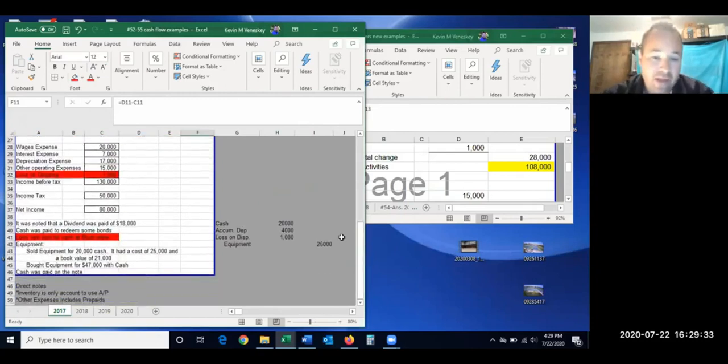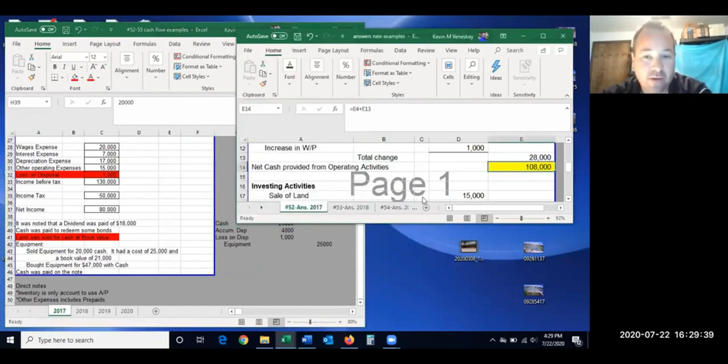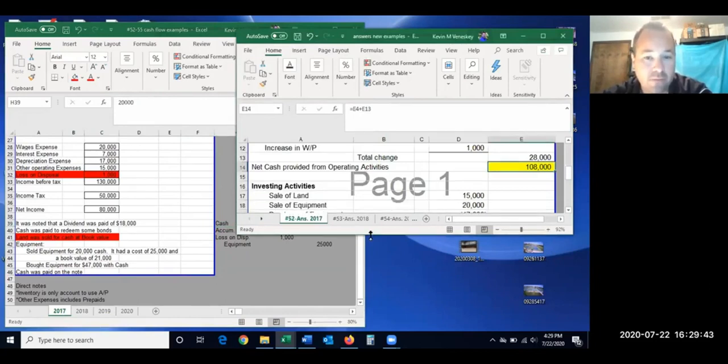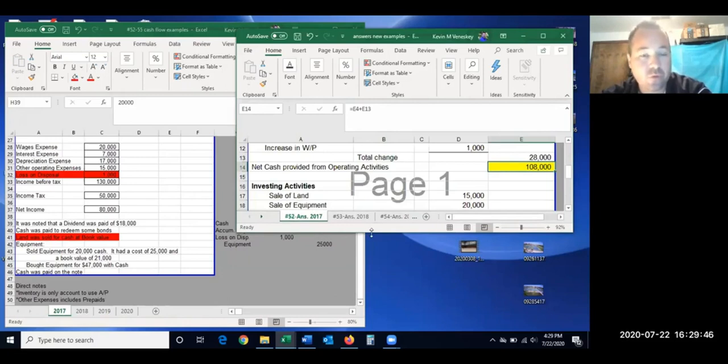All right, and then the last thing I want to look at is this number. This is what goes on my statement of cash flows, 20 grand. I brought in 20,000 on the sale of the equipment, not 25, even though that's what it was worth. I didn't bring in that. I put down what I brought in, the 20,000.